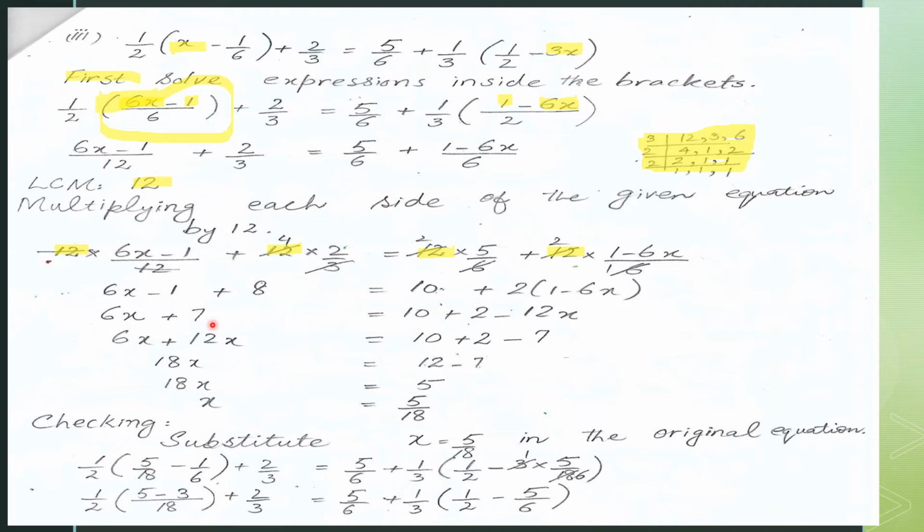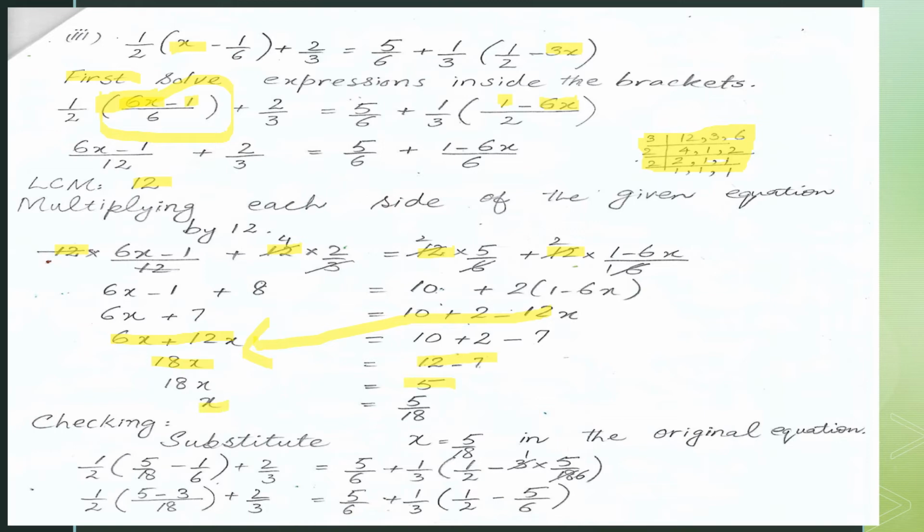6x minus 1 plus 8 is equal to 10 plus 2 into (1 minus 6x). Now solve this parenthesis, the bracket, you will get 2 into minus 12x. What you have to do in the next step is arrange the like terms. Now 6x is there and 12x, we are bringing 12x from the right hand side, and when it is coming from the right hand side it will change the sign, is equal to 10 plus 2 minus 7. Then there is 18x, and on the other side this is 12 minus 7, which is equal to 5. Now x is equal to 5 by 18.